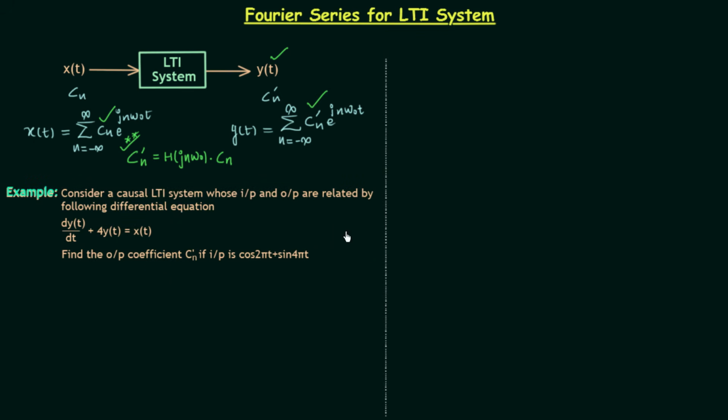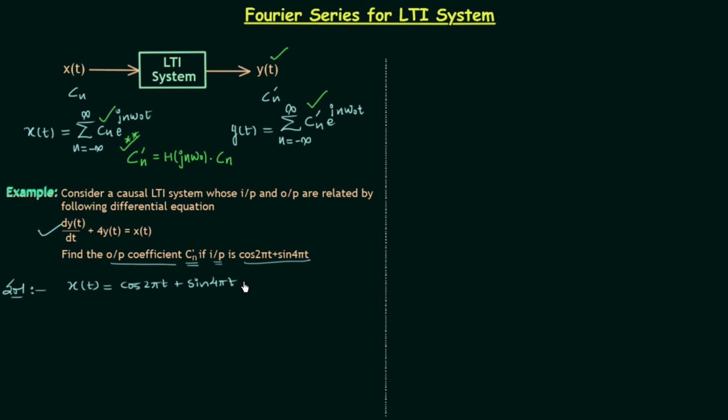Now I will explain one example to help you understand how to implement the formula. In this example, we consider a causal LTI system whose input and output are related by the following differential equation. The differential equation is given in the problem, and we need to find the output coefficient Cn dash if the input is equal to cos 2 pi t plus sin 4 pi t. Let's see how we can obtain the coefficient Cn dash. Signal x(t) is given in the question. It is equal to cos 2 pi t plus sin 4 pi t.